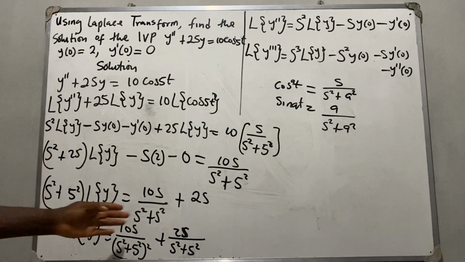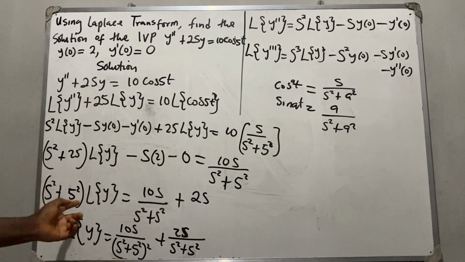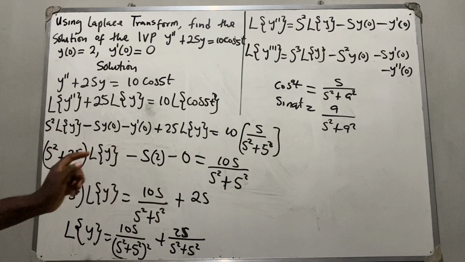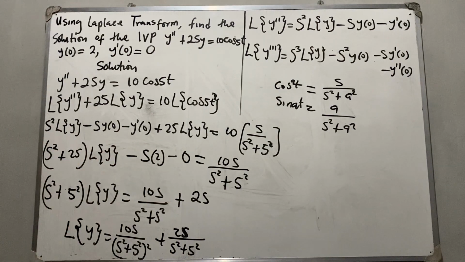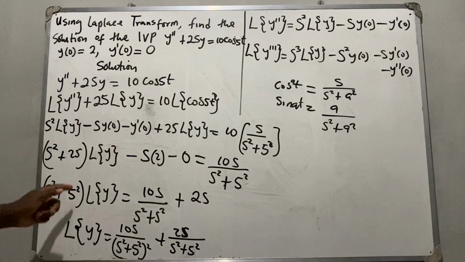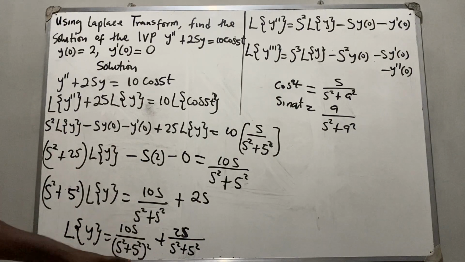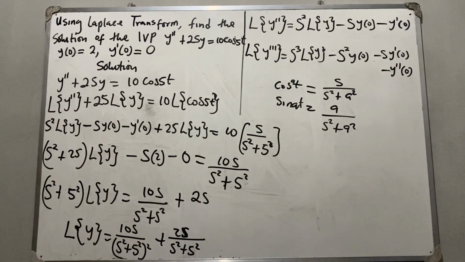So I'm dividing everything by s squared plus 5 squared. Okay, I'm dividing through by s squared plus 5 squared. So dividing will make this one squared outside, then we'll now have this one. So the last thing we are going to do is now to find the inverse Laplace transform of each of those functions. Then we are good to go. Okay, so let us find the inverse Laplace transform of both of them.